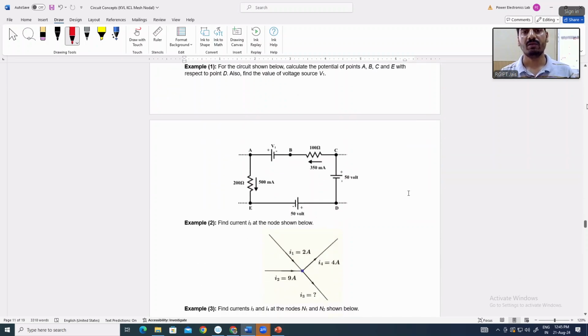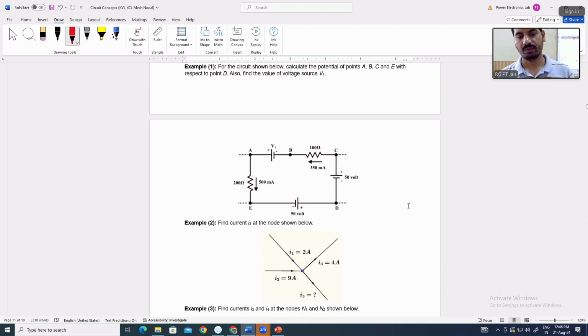So here you can find some examples, and by using these examples, I have given assignment 1 to you. I think all of you got it because I have uploaded the assignment on Google Classroom. Have you received the assignment in Google Classroom?